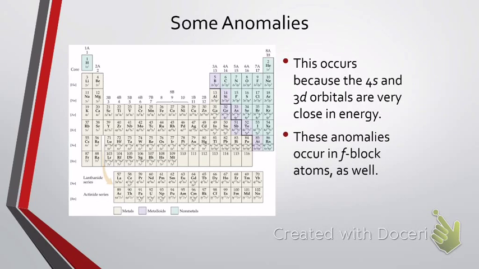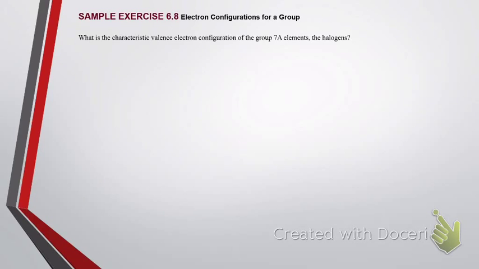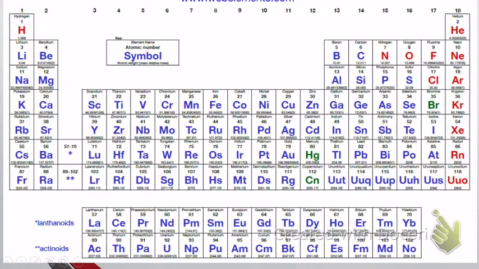And so these anomalies also occur in those f-block atoms. Those are the lanthanides and the actinides as well. So let's go ahead and do some examples. I'm sorry if that was a little choppy in the video right now because my computer crashed. Oh, gotta love technology. But let's do examples.